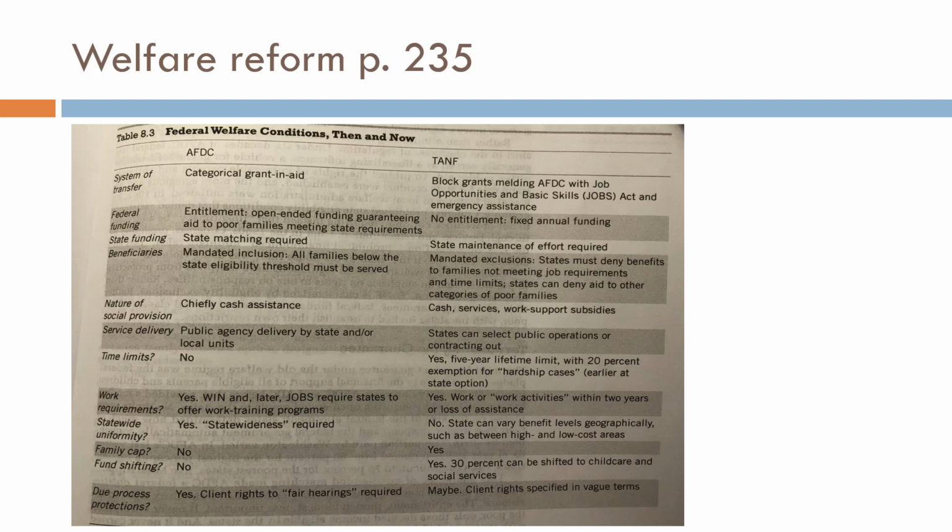And then in terms of due process, under AFDC, there were due process protections. Clients had the right to fair hearings. Under TANF, I know they say maybe here in California it's a little bit better, or it was when I was studying TANF, but in some states it's a little bit more vague. But in any case, I think this just does a really good job of giving a very specific, concrete example of the system of transfer between AFDC before welfare reform in 1996 and TANF as we now know it.